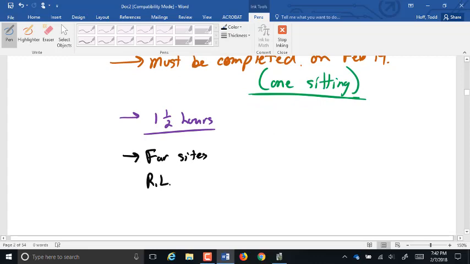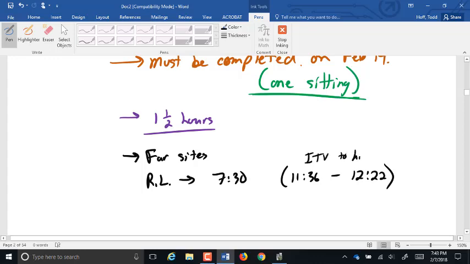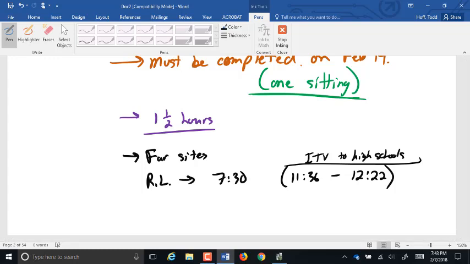Here in Rice Lake, I am in this room starting at 7:30 in the morning. So come on in. Anytime, if there's a class in here, just walk in. The only exception to that is from 11:36 to 12:22. I am in an ITV to the high schools. I can't be disturbed during that time. So if you see the monitor on up there, don't come in. Otherwise, if there's a class in here and the monitor is not on, come on in. I'll get you set up with a test.